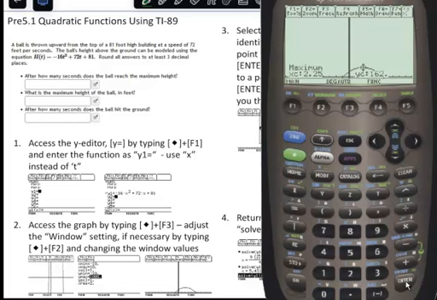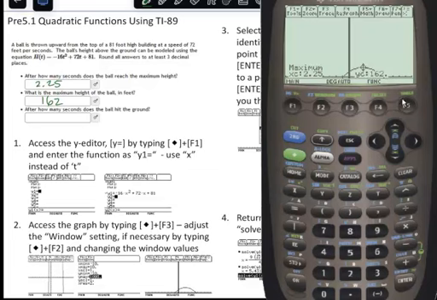So I see 2.25 is the x coordinate. That's how many seconds it's going to take to reach that highest point. And 162 is going to be the highest point. So those are the answers to the first two questions. The last thing I need to do is find this value where it hits the ground.